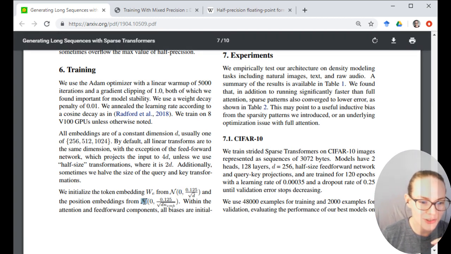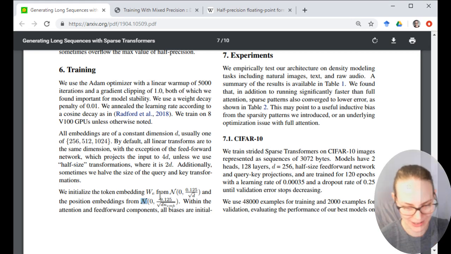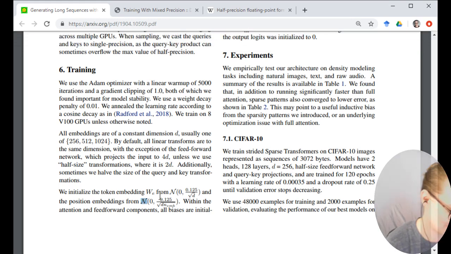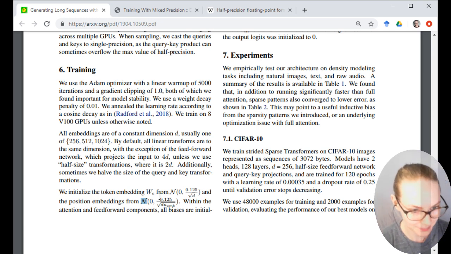Okay, and I'm assuming the fancy N means normal distribution. Yeah, thank you for confirming that for me. Within the position embeddings, they are the same, except the variance is going to be a little bit bigger because it's the number of dimensions times the number of embeddings, maybe?